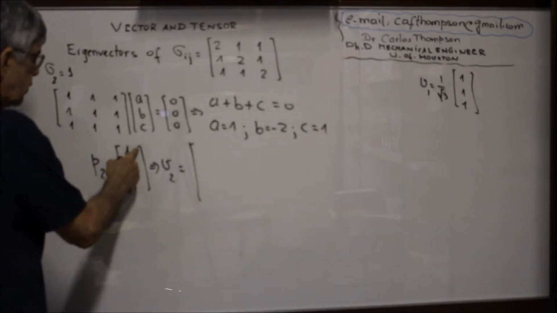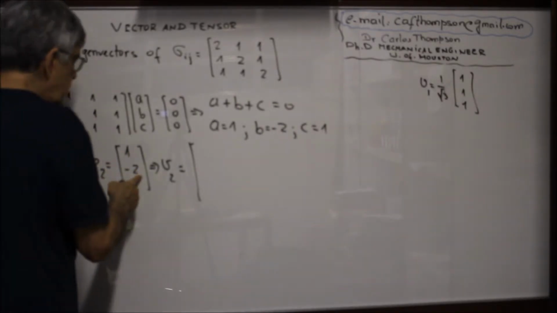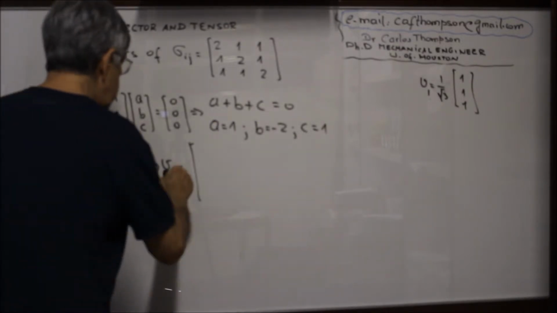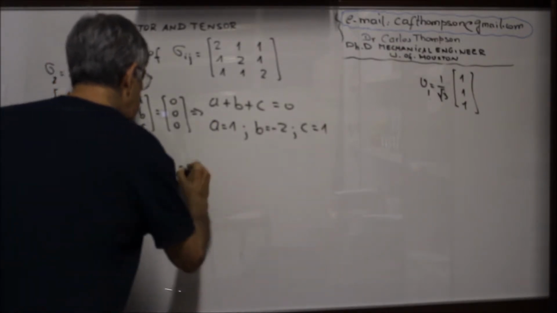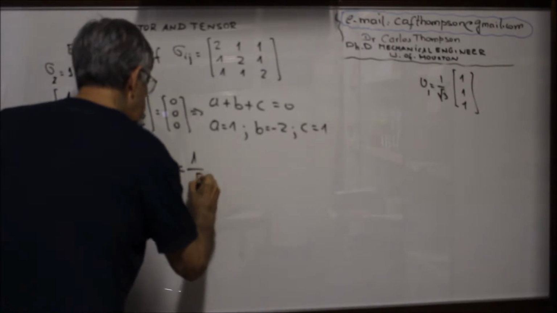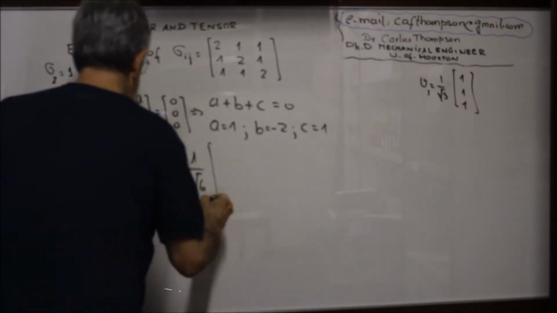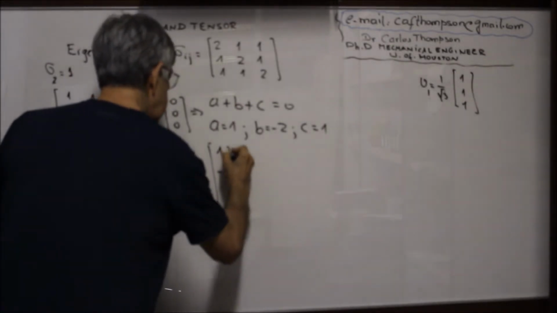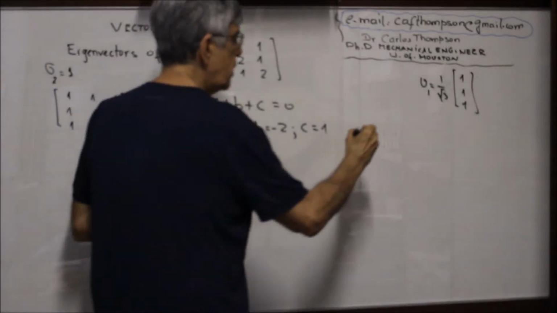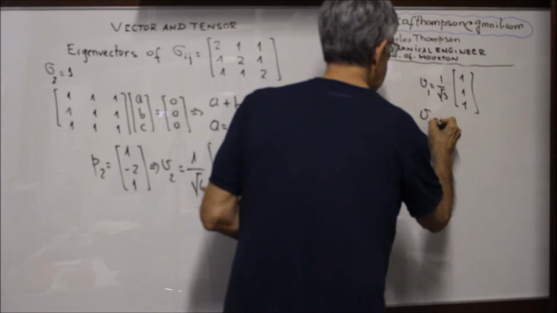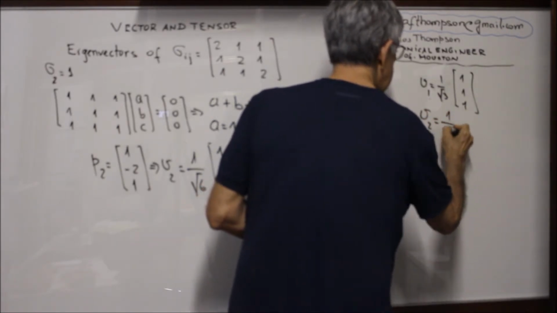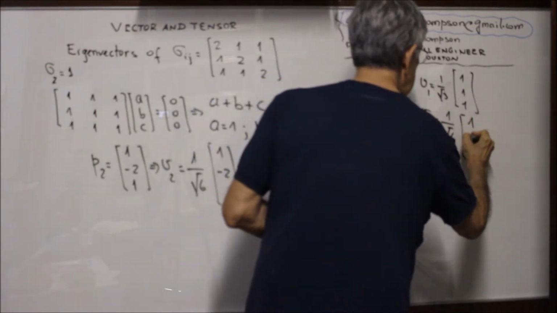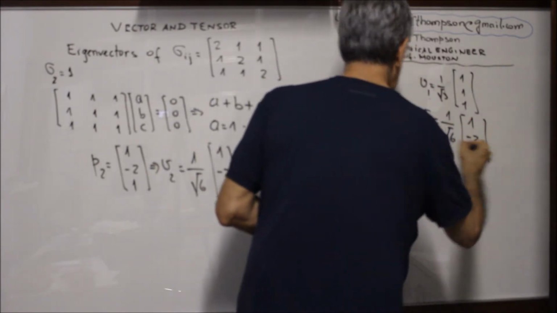See, this is 1 squared plus 2 squared is 5, plus 1 is 6. So this will be, let's write here, 1 over square root of 6 times 1, minus 2, and 1. So this is a vector, eigenvector v2. So this is 1 over square root of 6 times 1, minus 2, and 1.